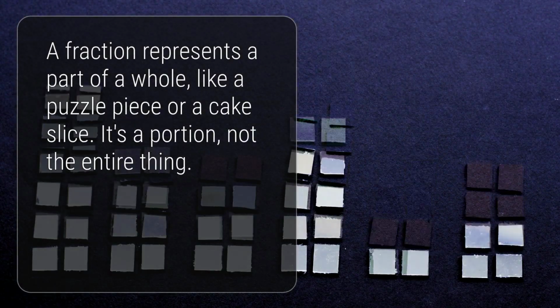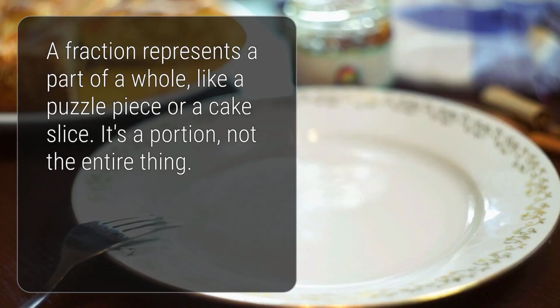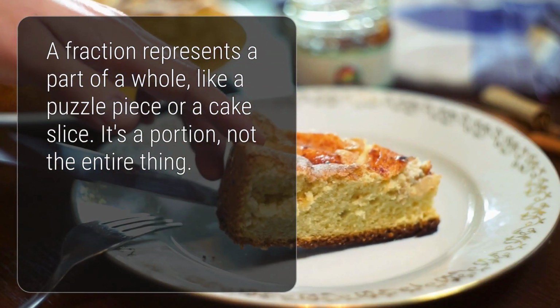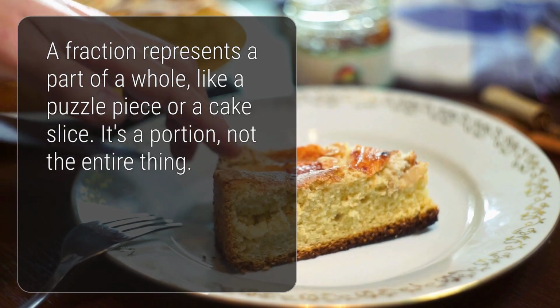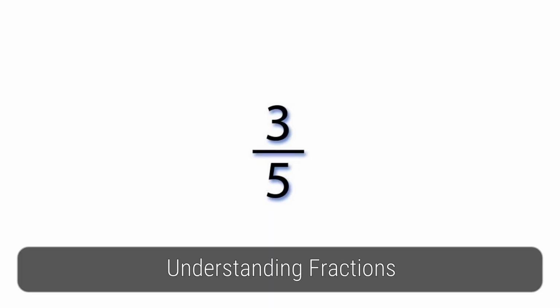So, what exactly is a fraction? Well, a fraction shows us a part of something. Think of it like a piece of a puzzle, or a slice of cake. It's not the whole thing, just a portion of it. Every fraction has two important numbers, one on top and one on the bottom. These numbers tell us everything we need to know about the fraction.